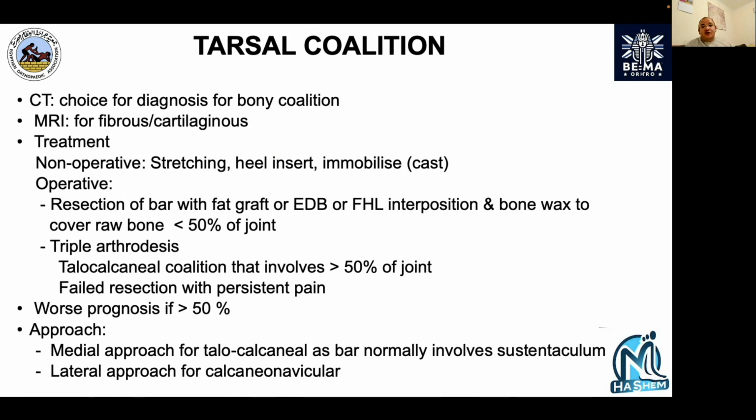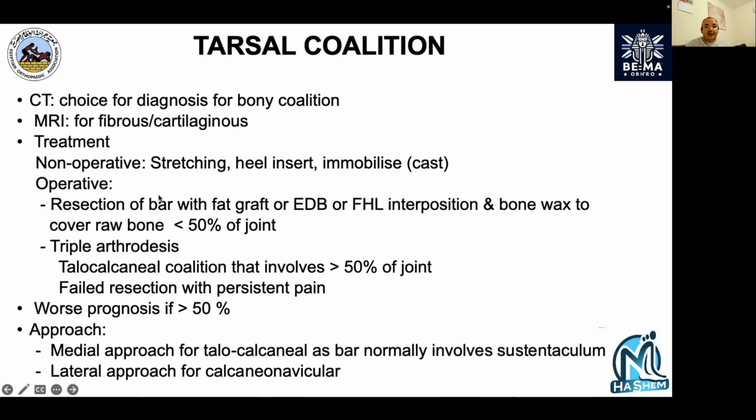If the patient is symptomatic from the malalignment, you aim to realign the hindfoot and the forefoot. If the patient complains from the tarsal coalition side, this is when we speak about how much coalition is there. In simple terms, if the coalition is less than 50%, I will resect the tarsal coalition and put some interposition there, either tendon or fat, just to get the joint moving again. If the tarsal coalition is taking more than 50% of the joint, there is no point to reconstruct.